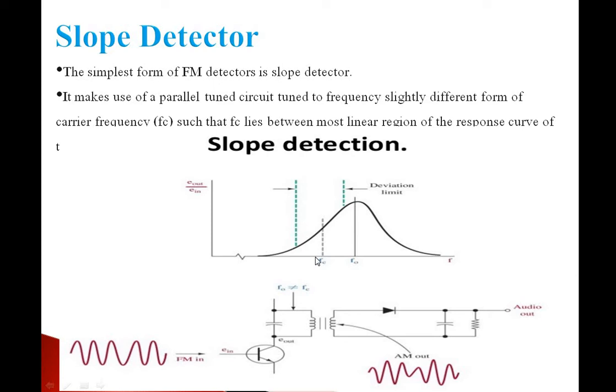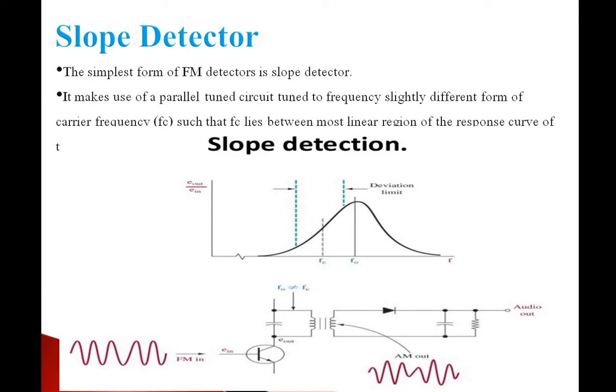So, to overcome this drawback, we go for the balanced slope detector. What is the drawback? Due to this non-linearity, we get harmonic terms, which means it contains harmonic noise. So to overcome that, we go for the balanced slope detector.